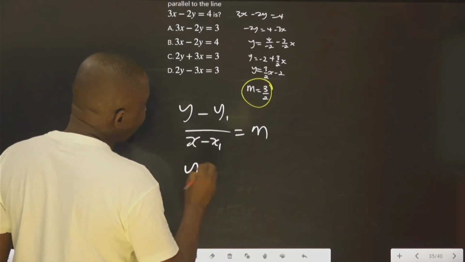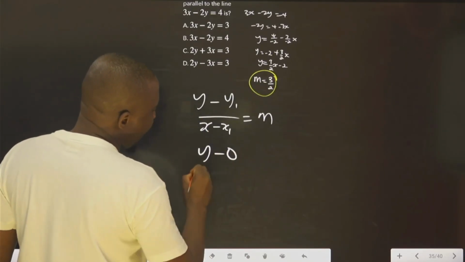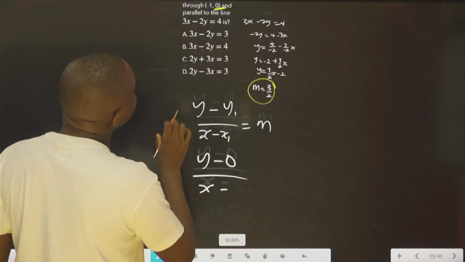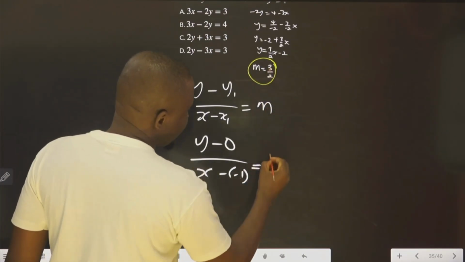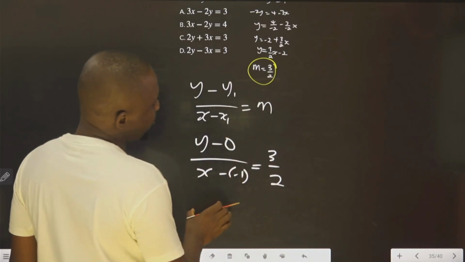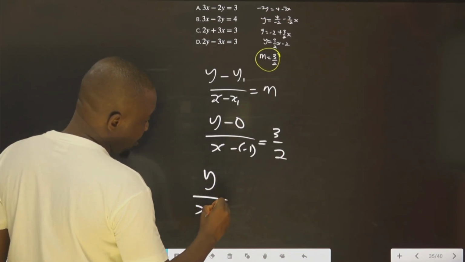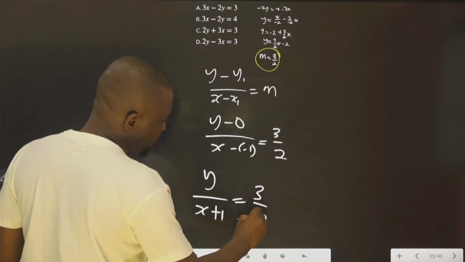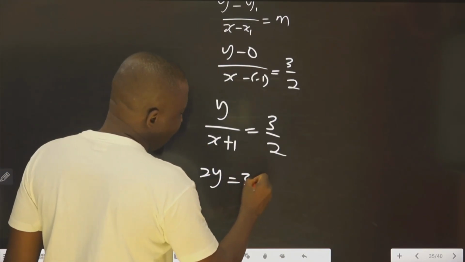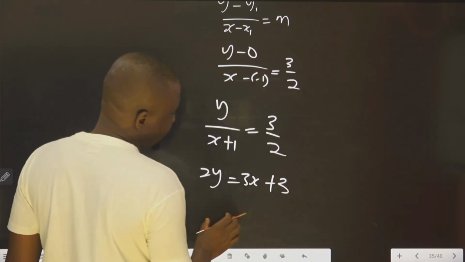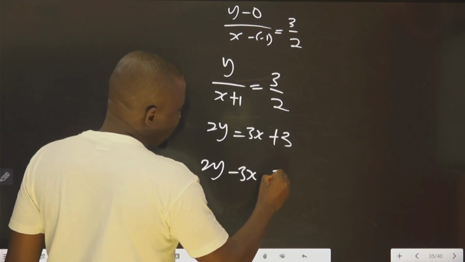So y now, this is 0 corresponding to y. x is what? This -1, okay? -1. This is our gradient for what we are looking for, okay? This will give us y over x + 1 equals 3 over 2. The cross multiply is 2y equals 3x + 3, okay? It means therefore 2y - 3x - 3 equals 0.